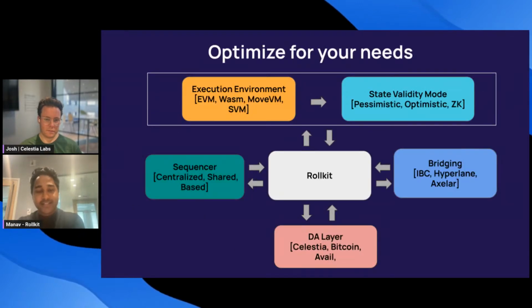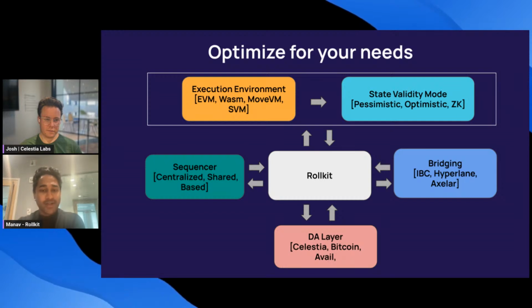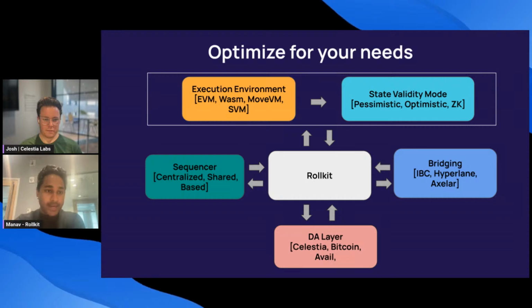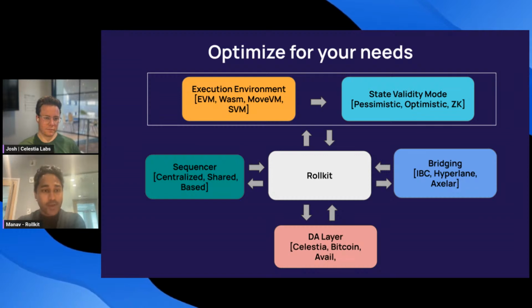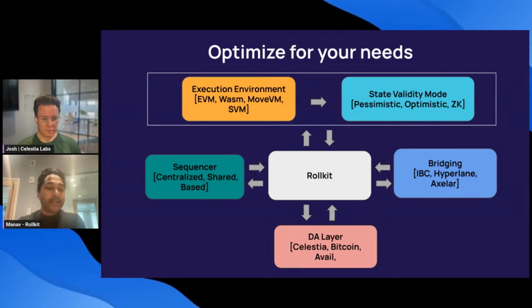Celestia, Bitcoin, and another one launching called Avail. Rollkit is completely neutral. We're building it as a neutral public good, so for any of these options we just have interfaces. Rollkit is neutral to those, so anyone could add an implementation to use their component with Rollkit.